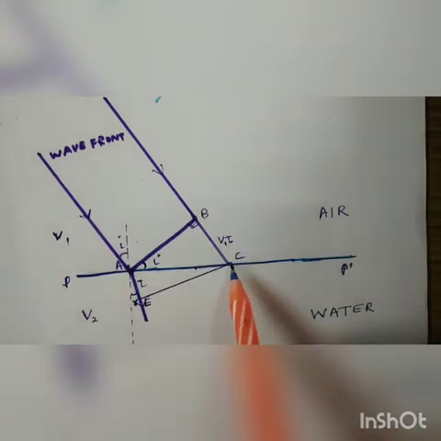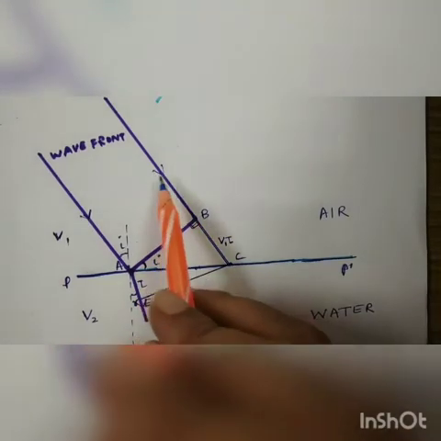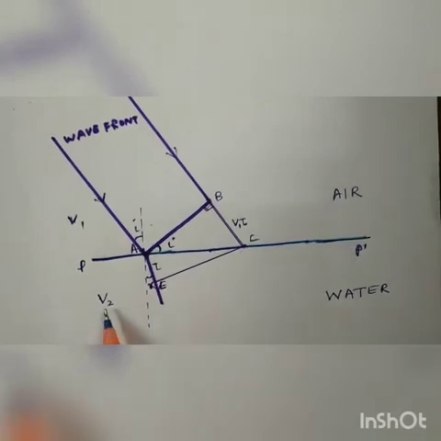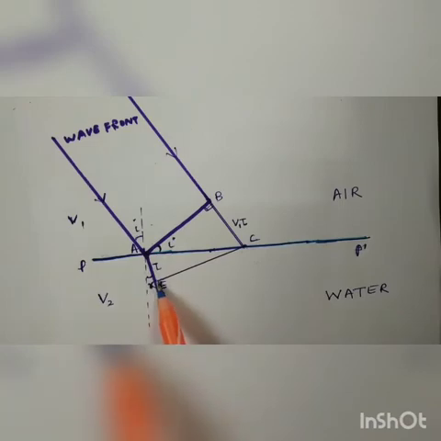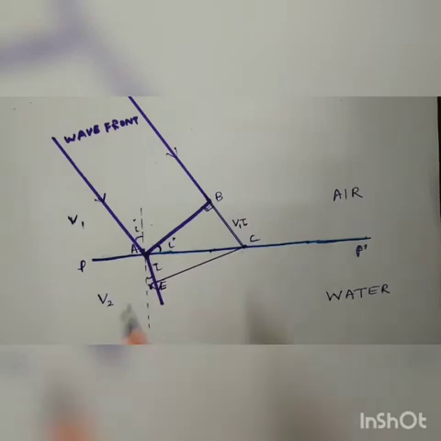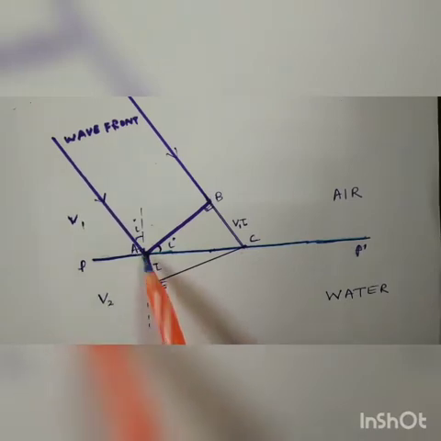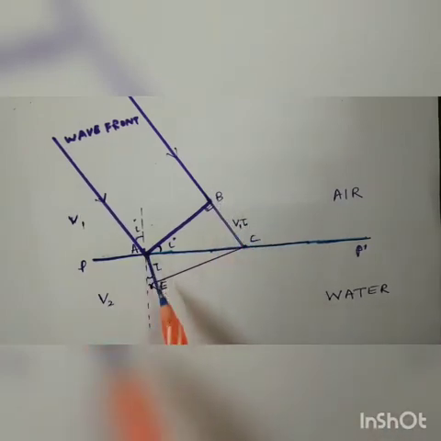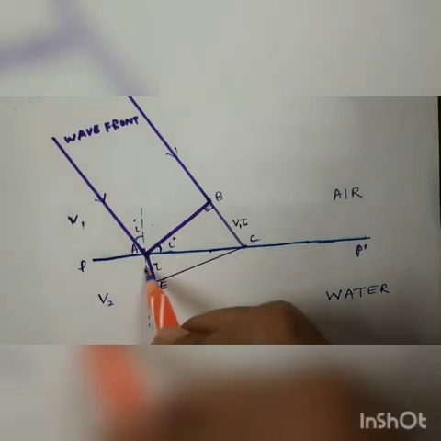In the time B reached C, A reached E. This one comes straight, while this one bends a little, rarer to denser. And what about AE? I told you the speed of light in the second medium is V2. As we did before, how do we find AE? AE is a distance. Distance is equal to speed into time, or velocity into time. Velocity is V2, time is tau. So AE is equal to V2 into tau.